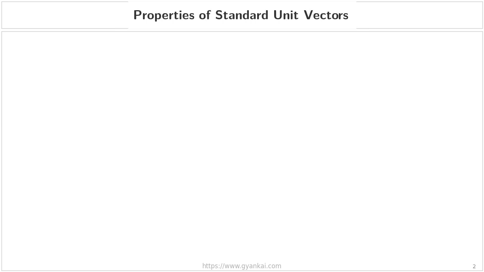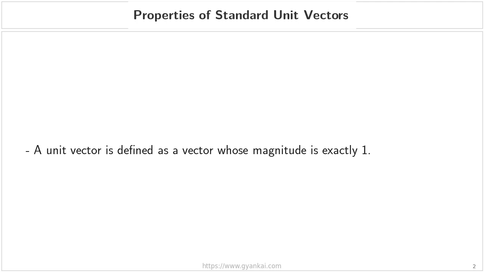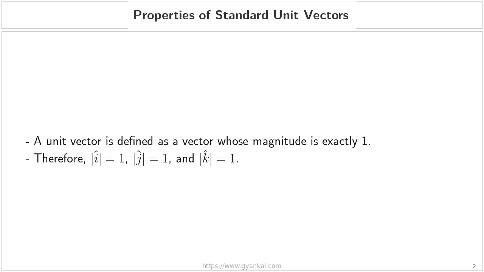Properties of standard unit vectors. First, it is essential to understand what we mean by the term unit vector. By definition, a unit vector is simply a vector whose magnitude, or its length, is exactly 1. Applying this to our notation from the previous slide, this means that the magnitude of i hat, the magnitude of j hat, and the magnitude of k hat are all equal to 1.